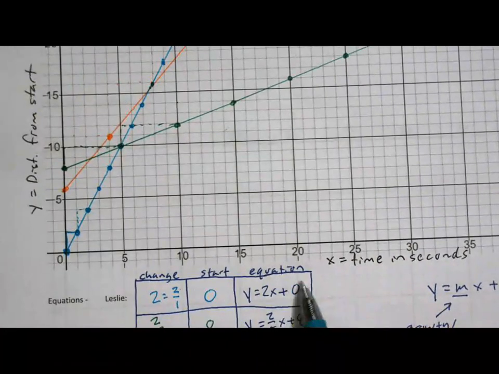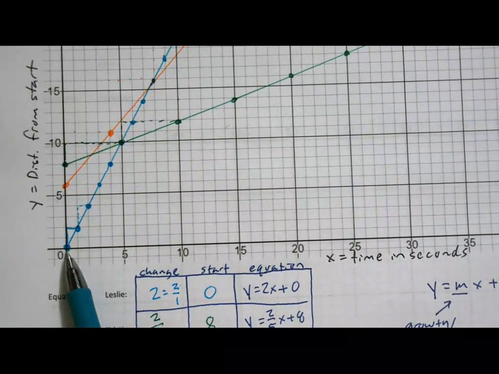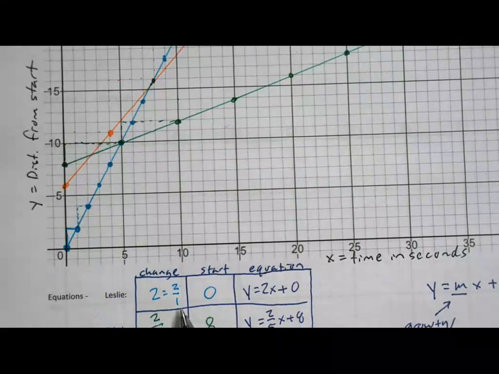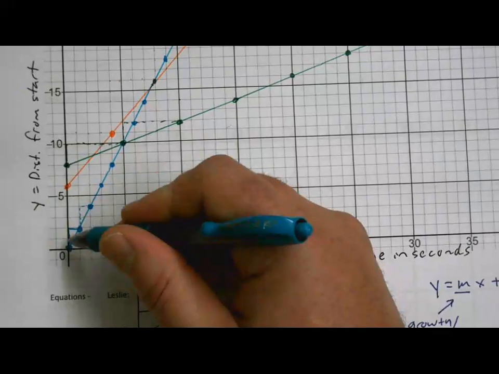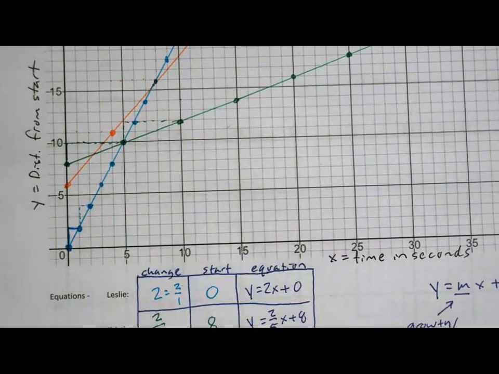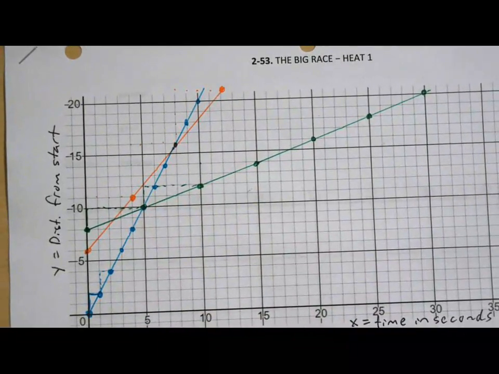We first start at the y-intercept. So Leslie started here at 0. And then we use our change, or our slope, 2 over 1, and we made a little slope triangle. We went up 2 and over 1, and we found some other points. And we graphed it until we got it all the way to the end.